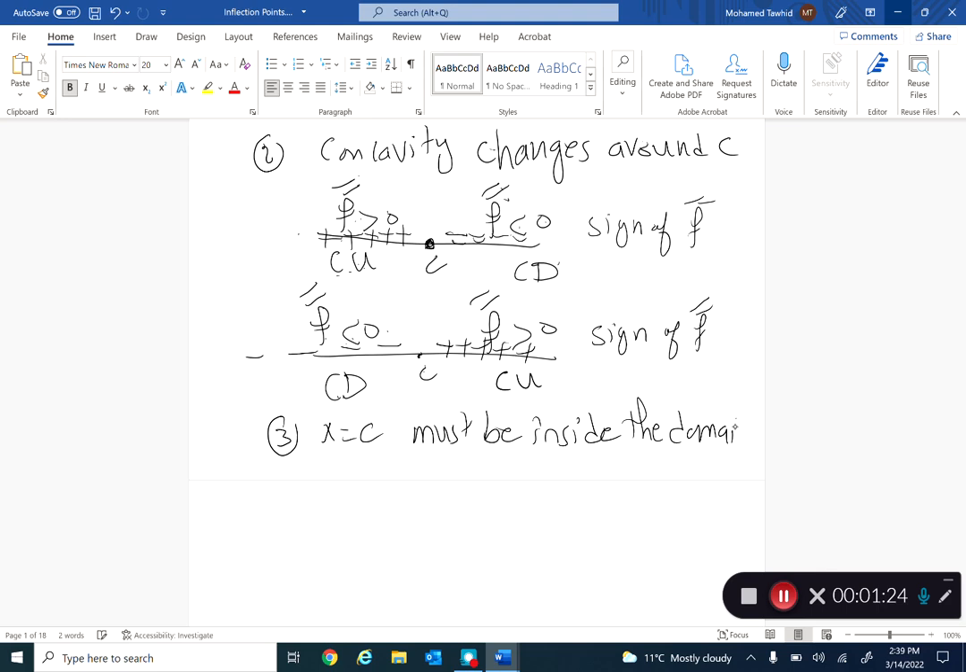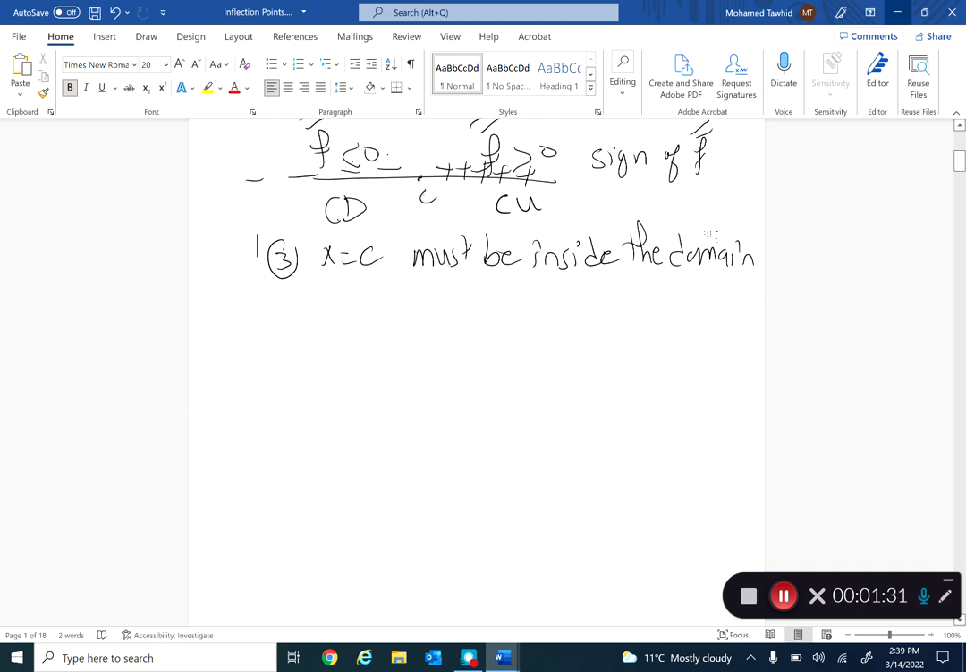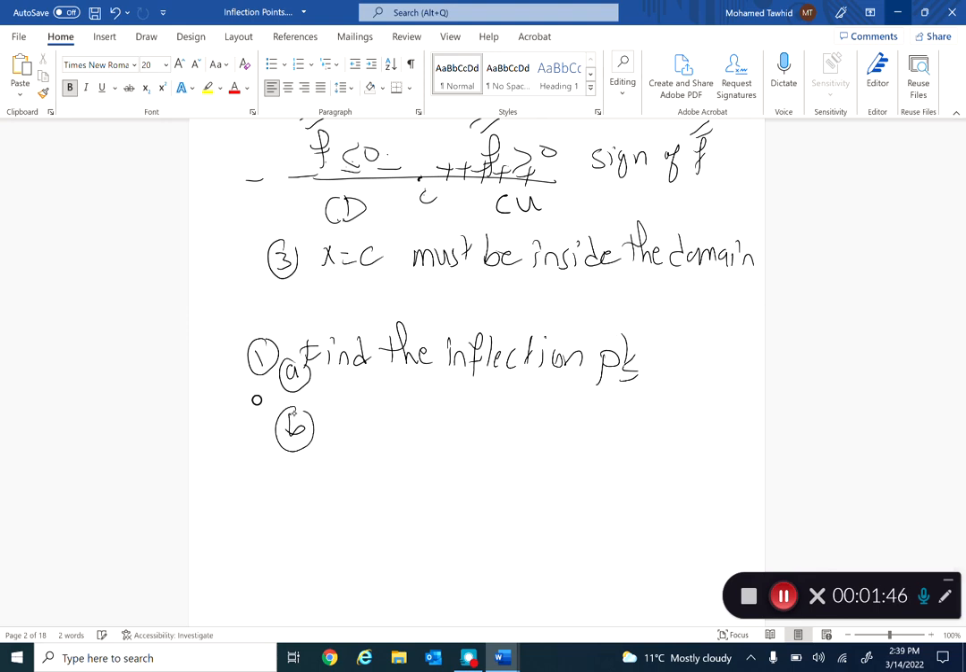All right, so let me give you some examples for this definition. I need to figure out two things today. That's our goal for today: find the inflection point. So that is A. B, I need to find the intervals where f is concave up and where f is concave down.